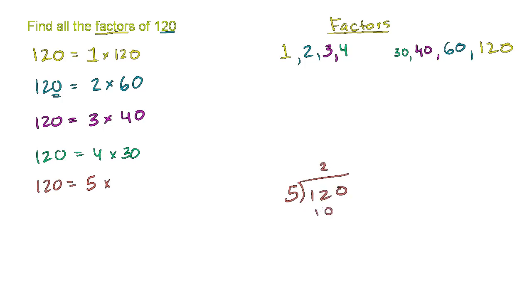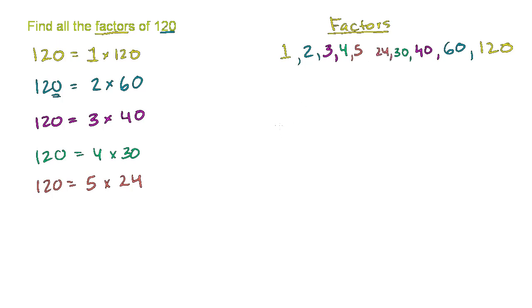2 times 5 is 10. Subtract, you get 2. Bring down the 0. 5 goes into 20 4 times. 4 times 5 is 20. And then you subtract, and you have no leftover, as we expect, because it should go in evenly. This number ends with a 0 or a 5. So 5 times 24 is also equal to 120. So we have two more factors, 5 and 24.